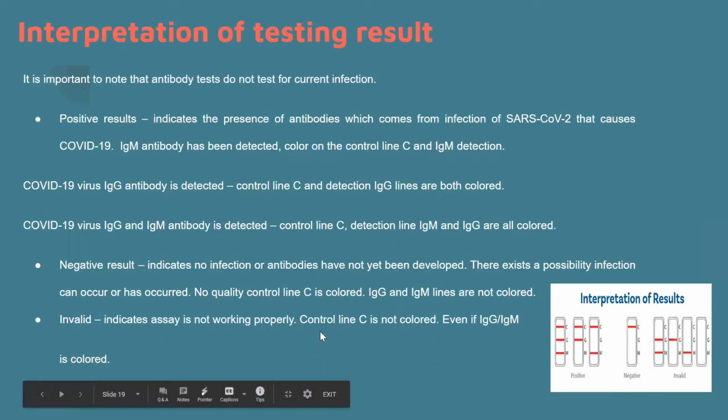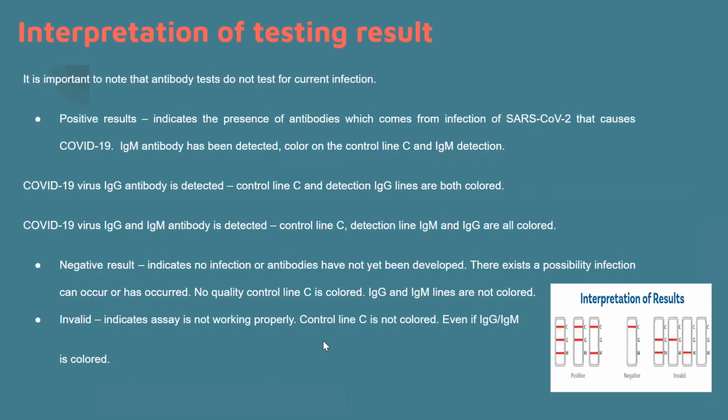For a negative result, this indicates no infection or antibodies have not yet been developed. There exists a possibility infection can occur or has occurred. Quality control line C is colored, IgG and IgM lines are not colored. For an invalid result, this indicates that the assay is not working properly: control line C is not colored, even if the IgG and the IgM are colored.